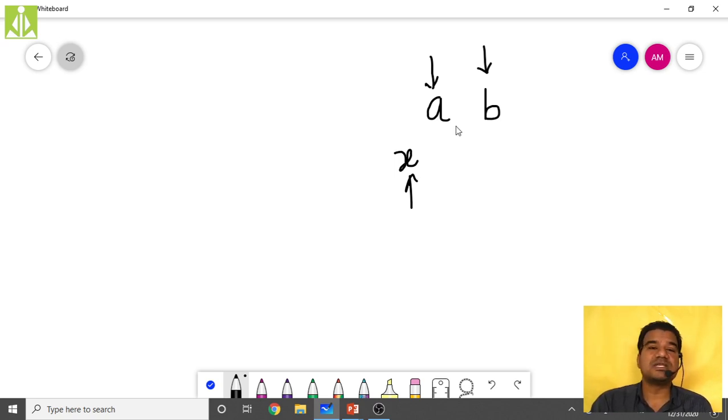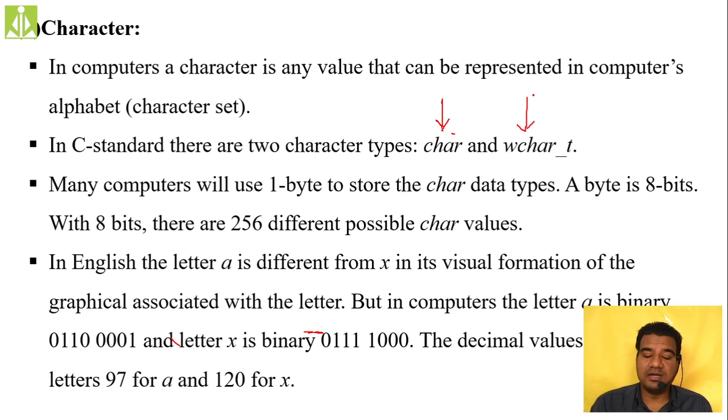Rather, it will see their associated binary equivalents, because your computer will store only binary values. It is not going to store any other thing. So to make the computer understand A, can we give A directly? No, we can't. We have to give the binary equivalent of A. The binary equivalent in 8 bits for the letter A is this one, and you have to give this entire thing to the computer.